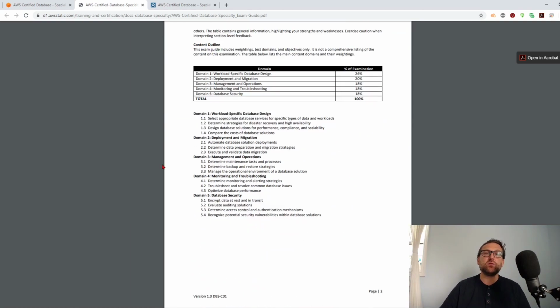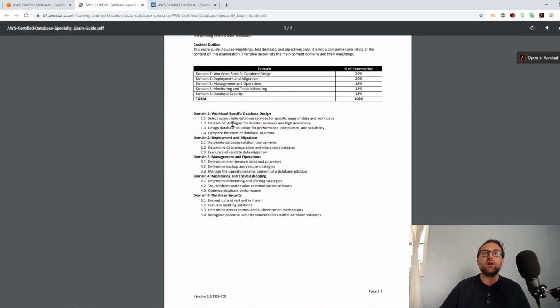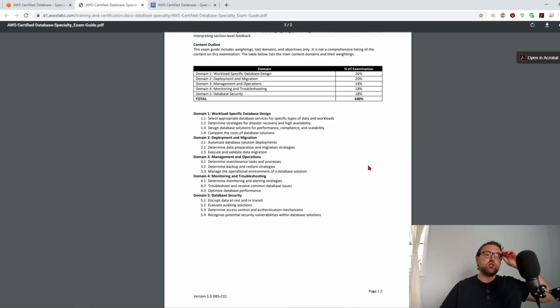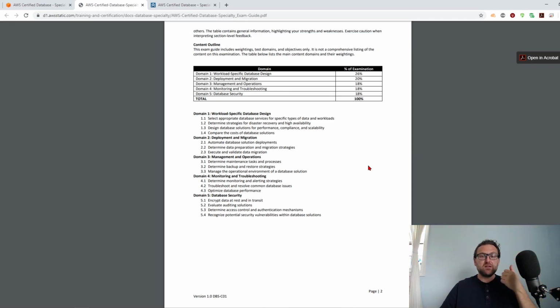So what kind of domains? So domains, if we break the domains down to selecting the right database services, designing strategies, designing solution performance, comparing costs, right? What is the cheapest solution for this cost? So a lot of the times it's going to be questions about, should I use multi-AZ? Should I use read replicas?